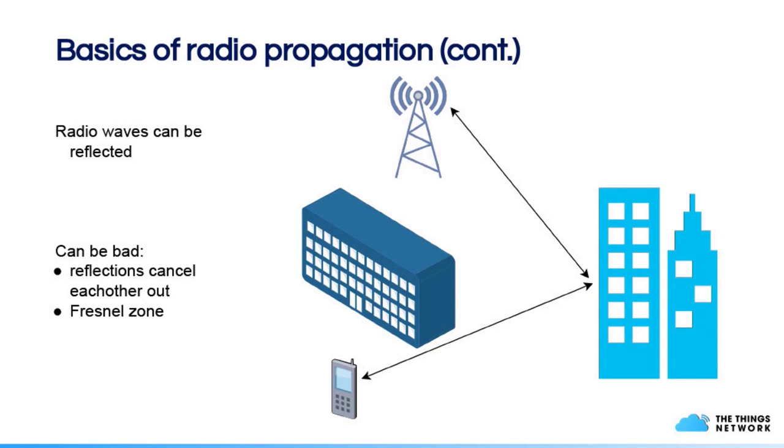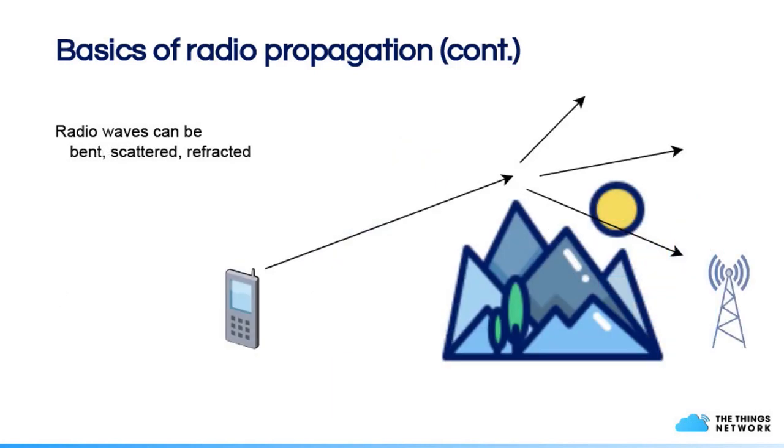Radio waves can be reflected. Reflections can be good, as they may allow you to communicate around corners. Reflections can, however, also be bad, as a reflected wave is out of phase with the original wave, and can therefore cancel the original signal out. This is also known as destructive interference. For more about this, it's good to read up on the Fresnel zone. Radio waves can be bent, scattered or refracted. This may allow you to communicate across a rocky mountain.